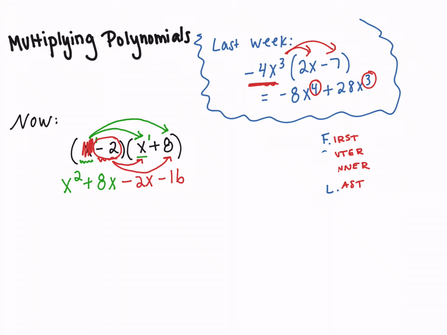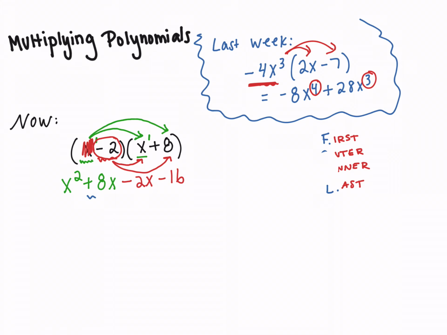Then we just have one more step from there, and this is a step we should be good at by now. I'm going to combine like terms and simplify. So I have plus 8x and a negative 2x. I'm going to combine those to get x squared plus 6x minus 16.